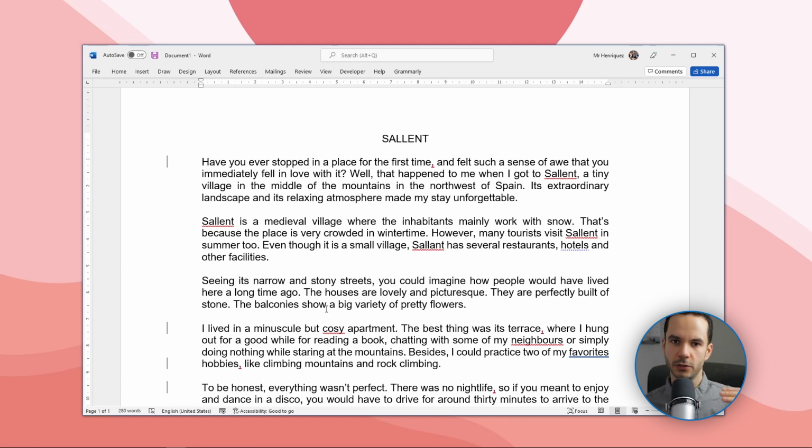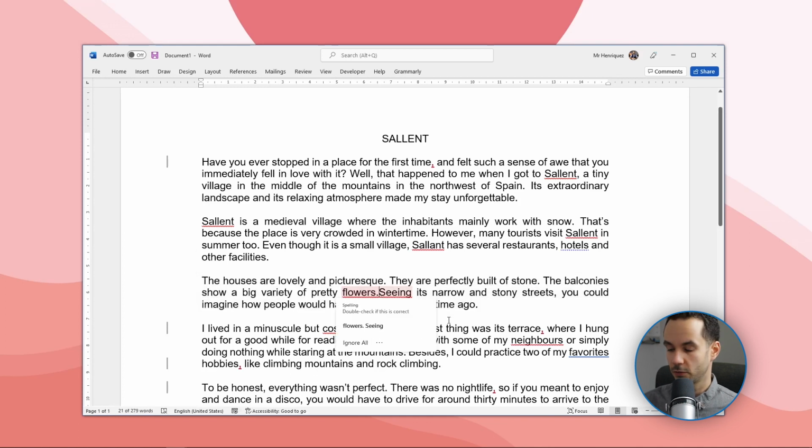Now I want to change the structure of the paragraph a bit, because I want to put the houses at the beginning of this paragraph, because I think that's the most important thing. Even though imagining how people would have lived here is also very nice, I don't think that should be our topic sentence. I think the houses are lovely and picturesque should be our topic sentence. So what we're going to do is take this part of the paragraph and put it at the beginning. So we get something like this. The houses are lovely and picturesque. They are perfectly built of stone, and the balconies show a big variety of pretty flowers.